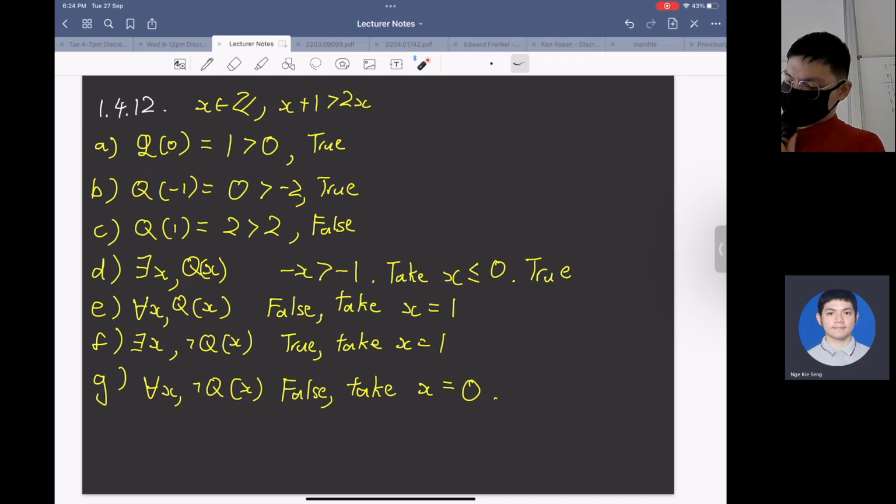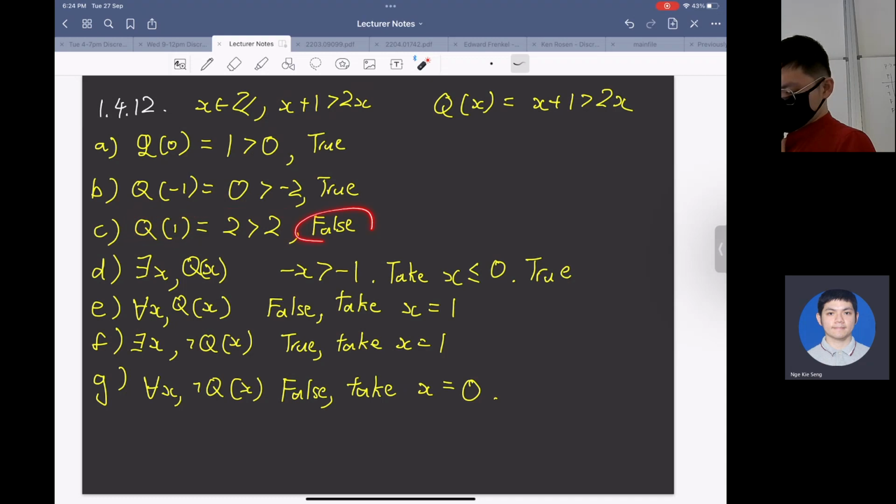Now Q(-1)... actually, I should say that Q(x) is x plus 1 greater than 2x. Then for x equals 1, 2 is greater than 2, which is false. And then it says there exists an x such that Q(x). Is it true? Can you find an x such that Q(x)?